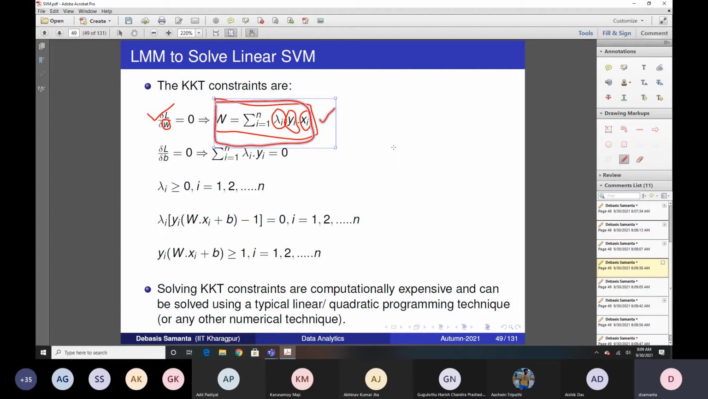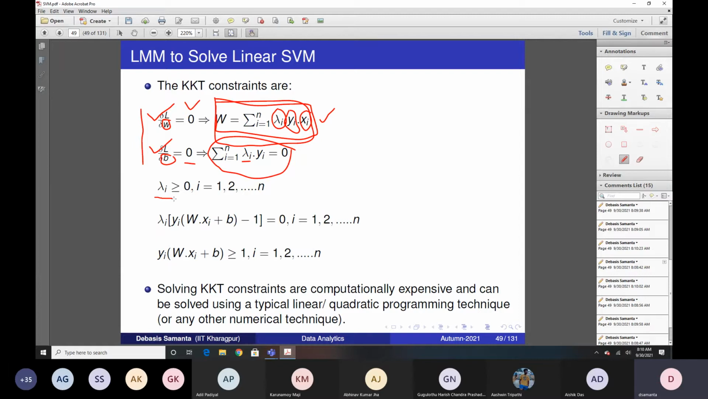Now next, another unknown is b. So we have to take the first order derivative with respect to this unknown, and set it equal to 0. And this will give you another simplified equation. As you see, this is the sum over i equals 1 to n of lambda i into yi equals 0. That means our lambda i values should be such that lambda i multiplied by yi for each training record, the summation should be equal to 0. And these are the two constraints regarding the first order derivatives being equal to 0.